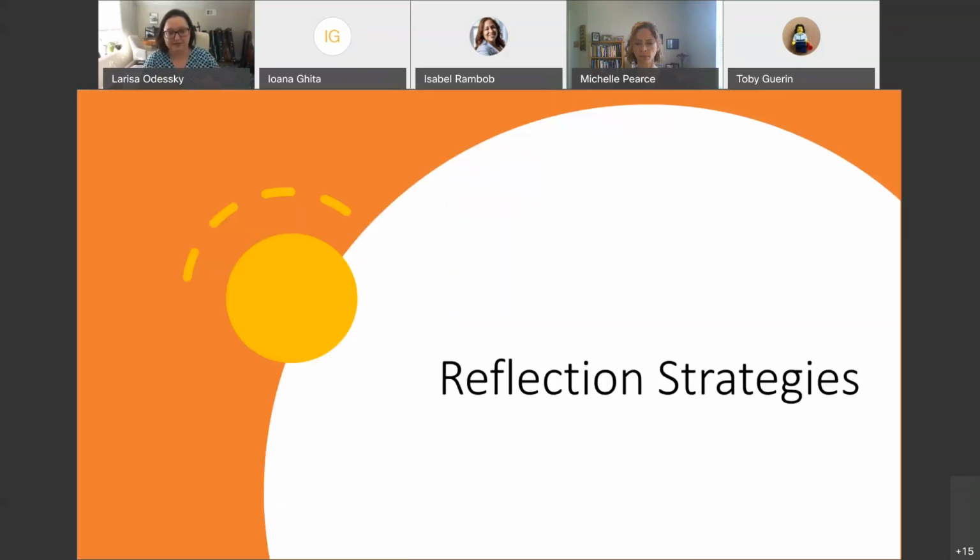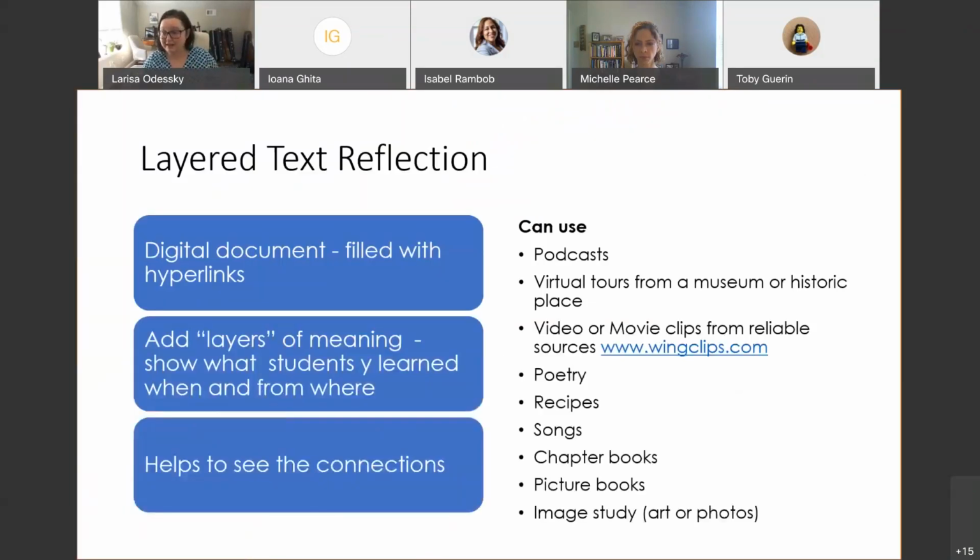So some reflection strategies. Aside from journaling, this is kind of the next step in journaling. It's called layered text reflection. So basically think of a journal with digital hyperlinks, which add layers to meaning and help to see connections. They can use any of the media, and with an online environment, this is perfect for us, where they can use movie clips, poetry, recipes, whatever it is, even emojis, in their journaling. And I'll show you an example.